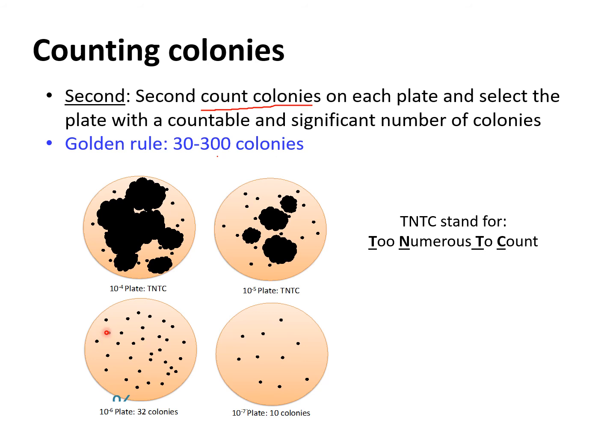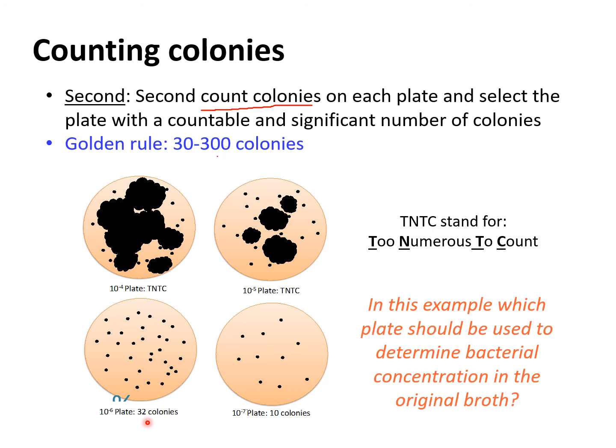After you count every single colony, write it down. So how many colonies did you count? Well, I counted 32 colonies. Does it fall within the golden rule? Yep, it does. Okay, what am I supposed to do with those 32 colonies? The last step is, remember, we want to figure out what is the original concentration of my broth. So here's what you do. Now I want to know what's the original concentration of my broth.